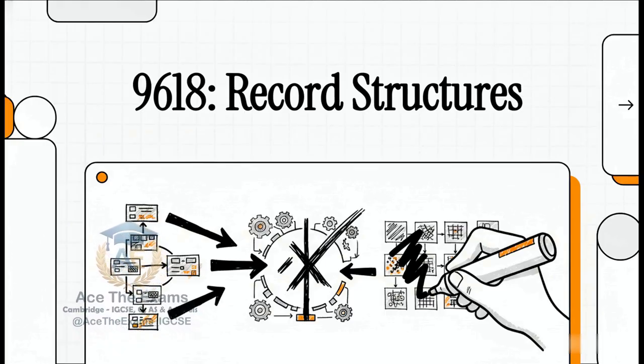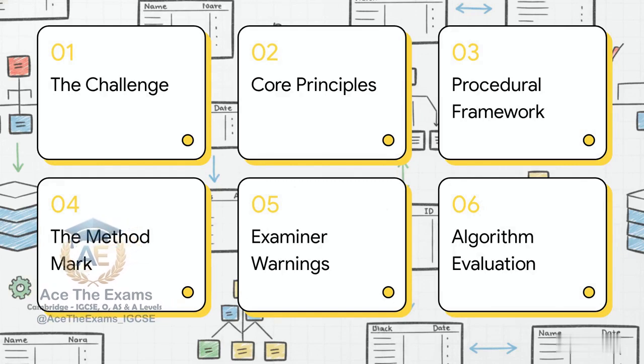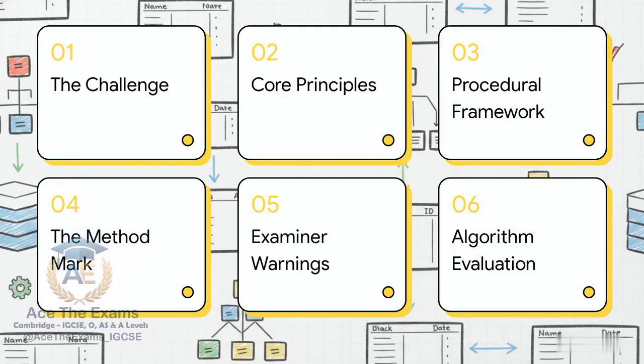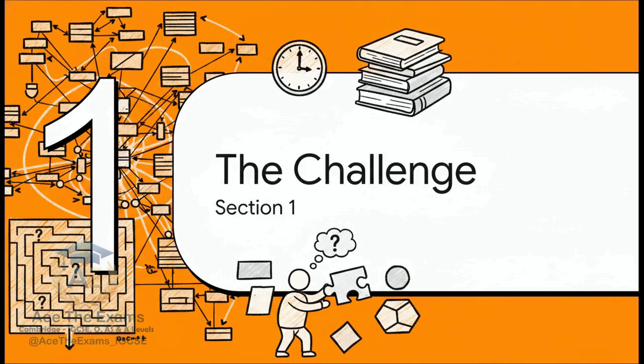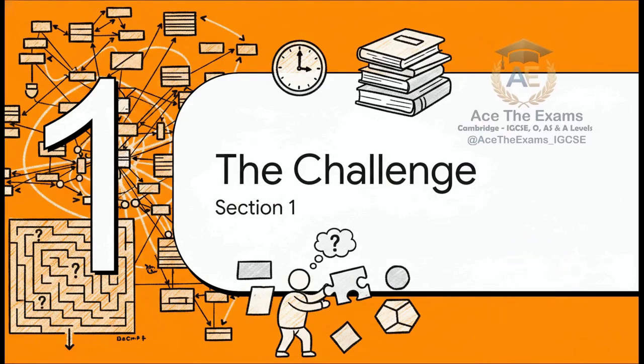Let's get to work. Here is our roadmap for today's explainer. We'll start with the challenge, move into core principles, lay out a procedural framework, discuss the method mark strategy, look at examiner warnings, and finally wrap up with algorithm evaluation. All right, section 1, the challenge. Let's look at exactly why these specific questions trip up so many candidates right out of the gate.